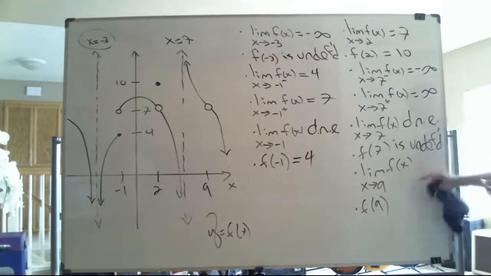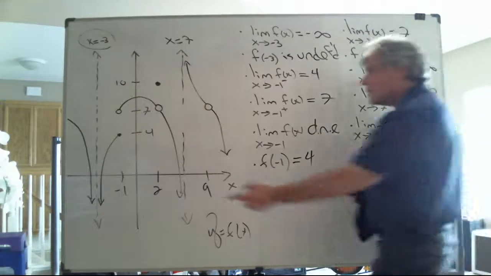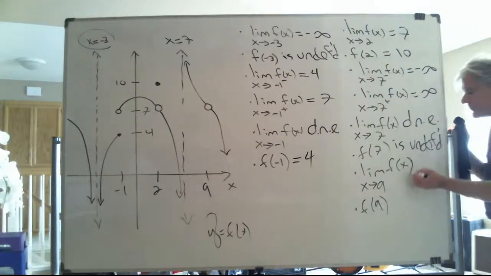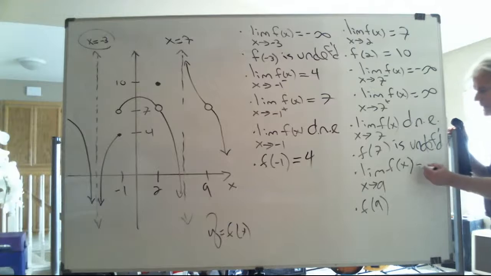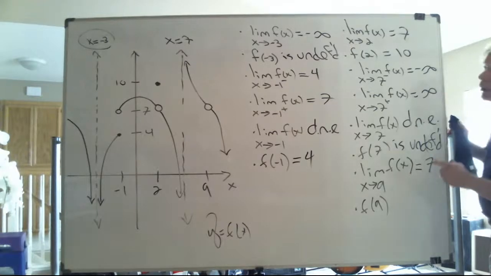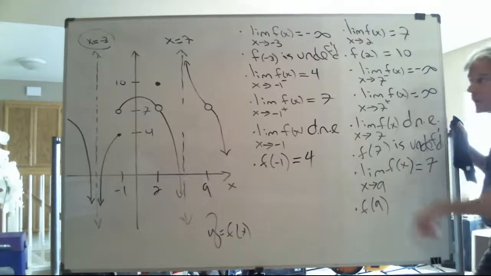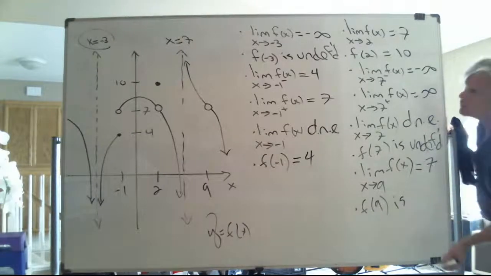As a matter of fact, as x approaches 9 from both sides simultaneously, the y values seem to be getting closer and closer to 7. So the limit as x goes to 9 of f of x is equal to 7. Albeit, yet again, my function is not defined at x equals 9. There is no closed dot up or down.